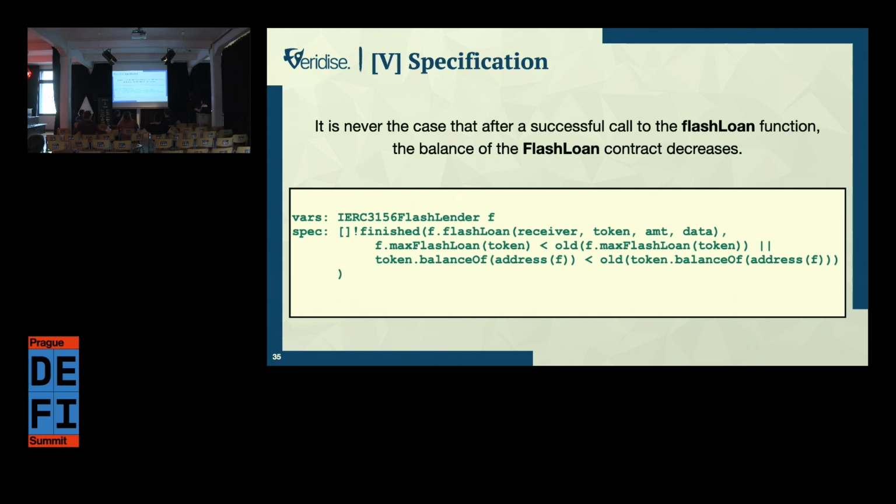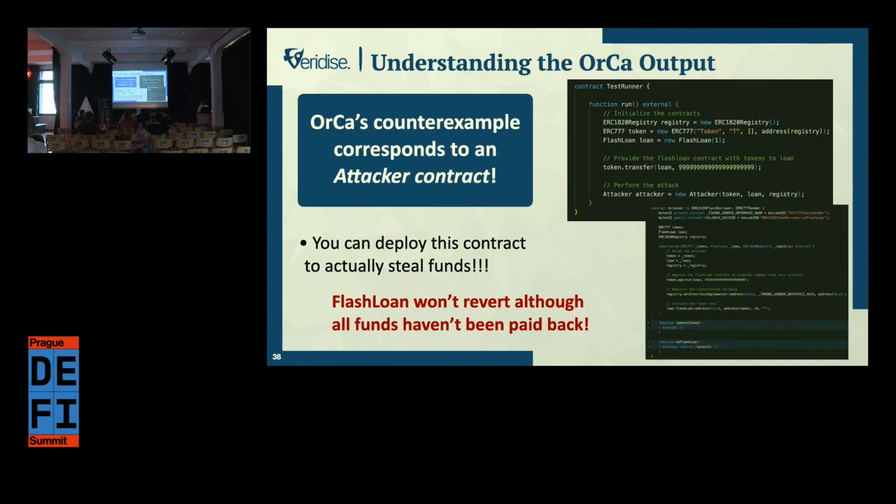Okay, so if you are wondering why Orca found this counterexample, well, this is the specification. We provided it as an input, and it is written in a specification language developed at Veridise called V. So in plain English, this specification says that it's never the case that after a successful call to the FlashLoan function, the balance of the FlashLoan contract decreases. Basically, no one can steal funds from the FlashLoan contract.